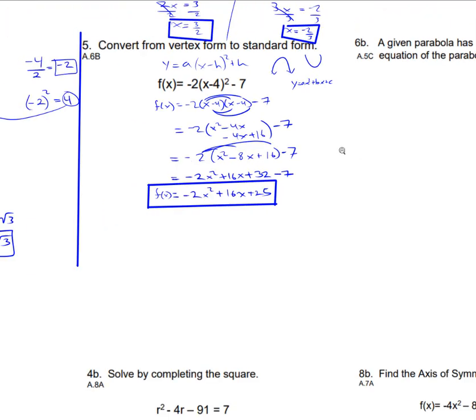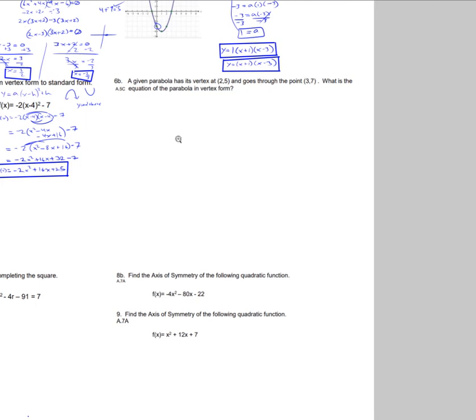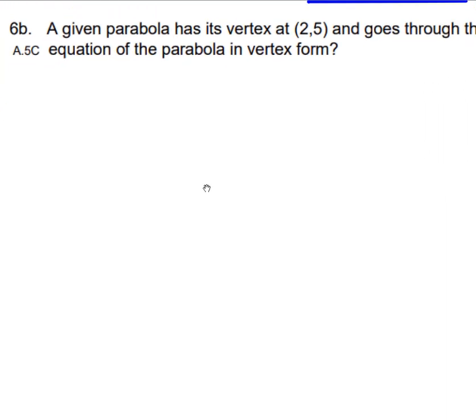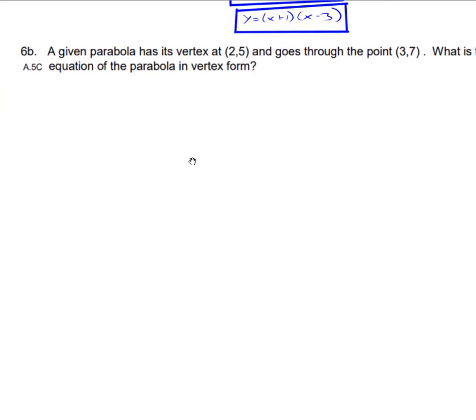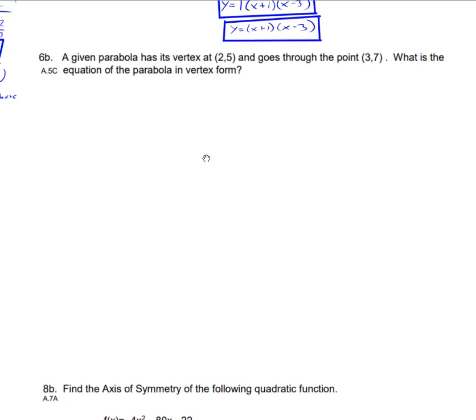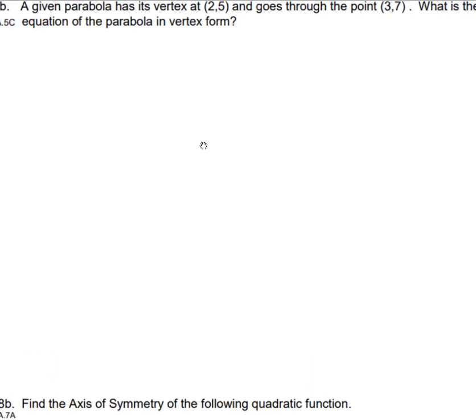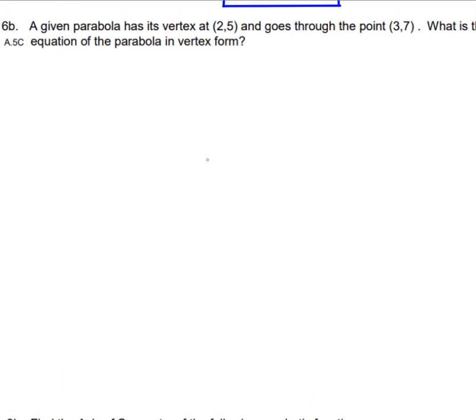All right, moving on. Here we go. A given parabola has its vertex at 2, 5, and it goes through the point 3, 7. What is the equation of the parabola in vertex form?